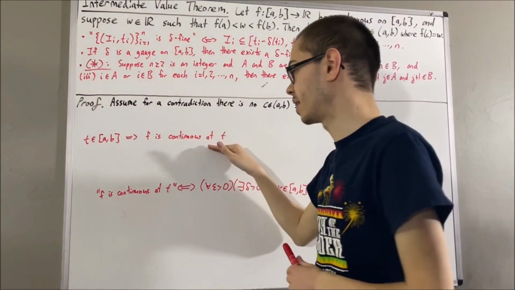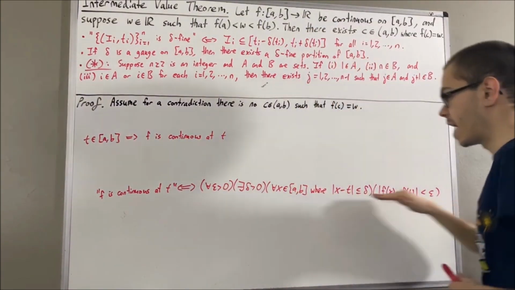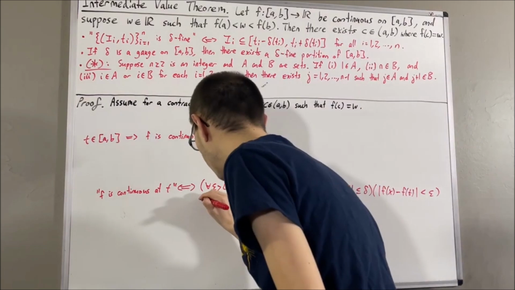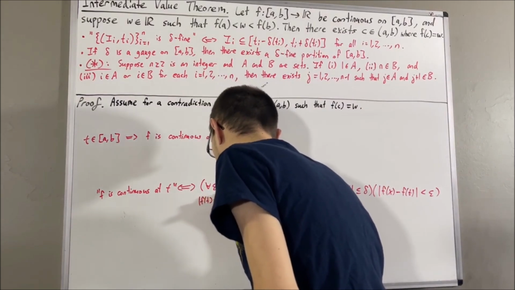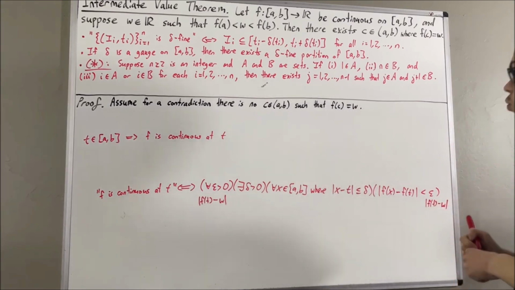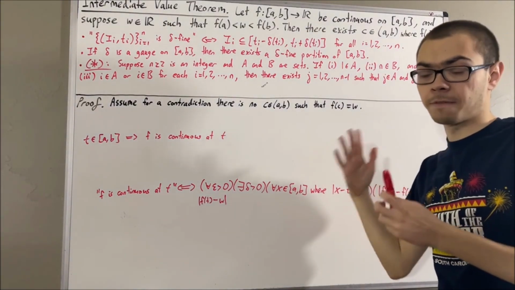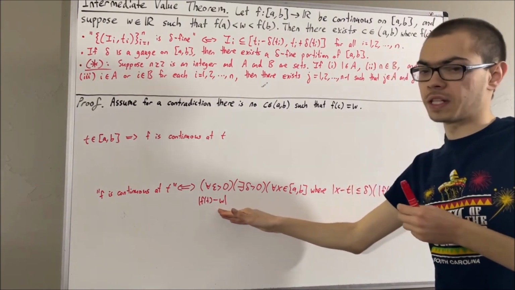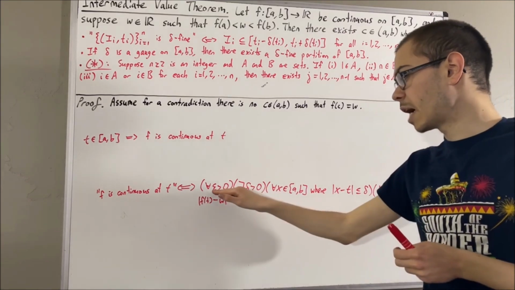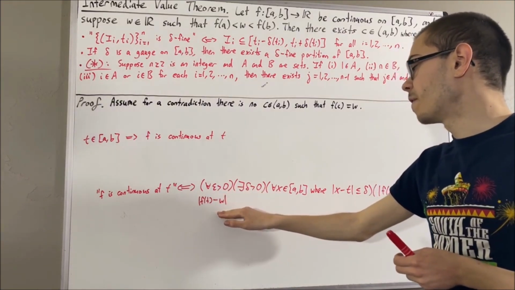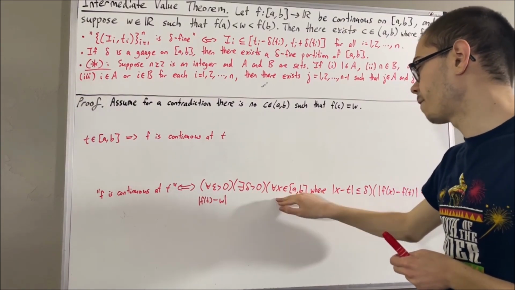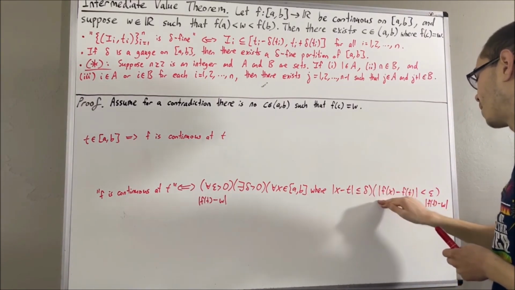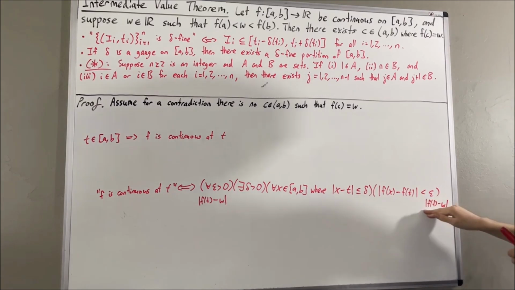So since f is continuous at t, this statement is true, and it works for every positive real number. So in particular, it must work for the positive real number absolute value of f of t minus w. Right? We know that no output value of the function f is equal to w. So that's why absolute value of f of t minus w is greater than 0. So taking epsilon to be absolute value of f of t minus w, it follows that there exists a delta greater than 0, such that for all x in [a, b], where absolute value of x minus t is less than or equal to delta, we have that absolute value of f of x minus f of t is less than absolute value of f of t minus w.